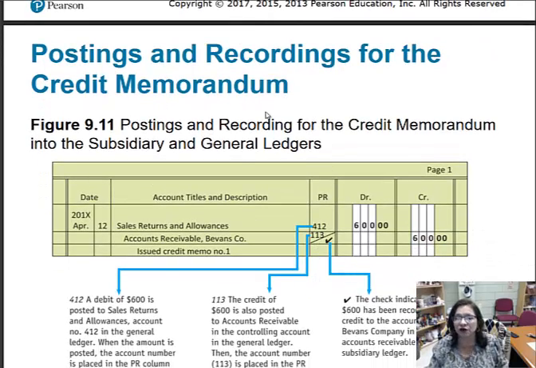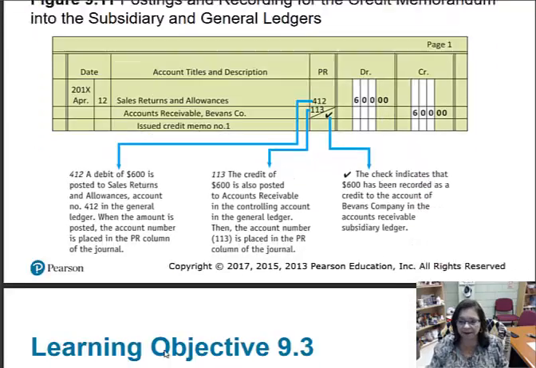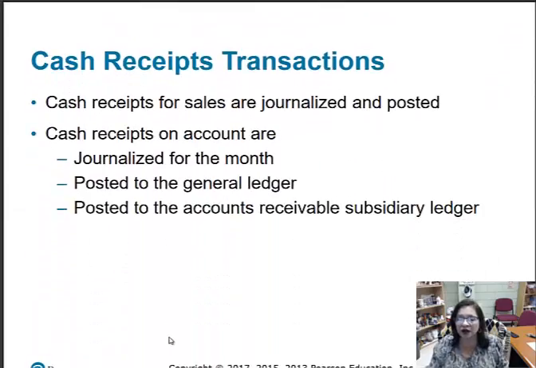So here we do this for the credit memorandum. Now what you're doing is you go in and debit the sales returns and allowances, posted to the sales returns, and then of course crediting his account, showing that it's been recorded into Bevan's, showing that he doesn't owe you those $600 anymore. When we're doing cash receipt transactions, that's journalized as we do for everything, but it is also posted to the accounts receivable ledger as well.